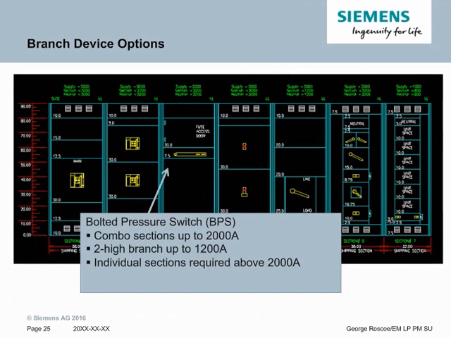You can combo bolted pressure switches with group mounted distribution up to 2,000 amps. You can mount up to 2 1200 amp bolted pressure switches in a side. Individual sections, as mentioned, can be used from 800 amps all the way up to 5,000 amps of bolted pressure switches.